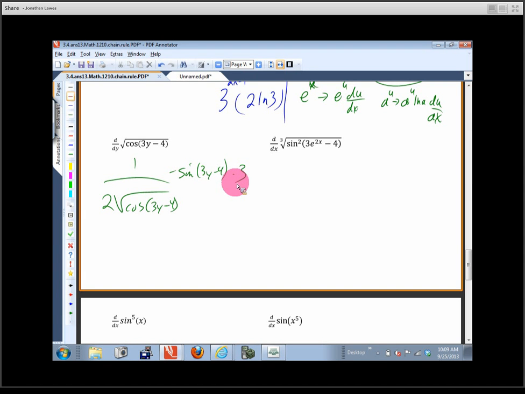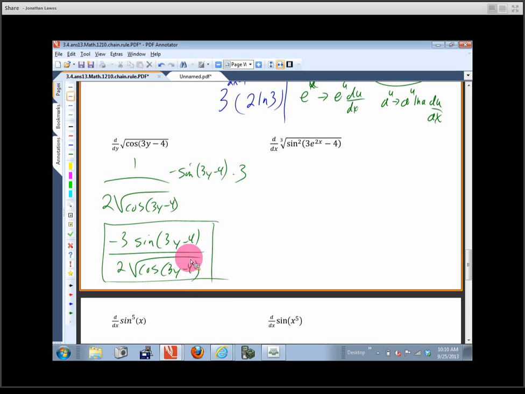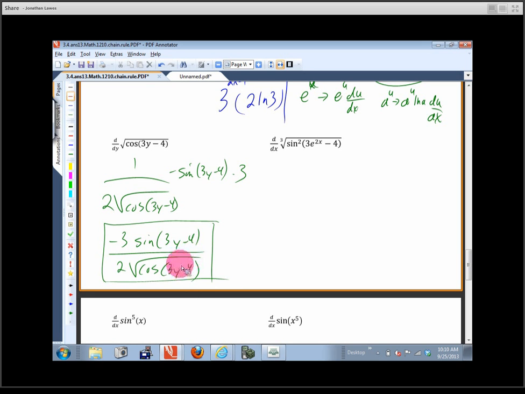And then again, all you're going to do is just clean this up to a reasonable degree. So I'm going to write a negative 3 sine 3y minus 4 on the top, and a 2 square root cosine 3y minus 4. Again, please don't do anything crazy thinking, my gosh, I've got to simplify this. This has to look better than this. You certainly can't cancel the 3y minus 4 with the 3y minus 4. It's an argument in the sine and the cosine, and you certainly couldn't make that a tangent or anything weird like that. So don't try any of that. As ugly as that is, that's the answer. Okay? Okay, take a good look at this one.